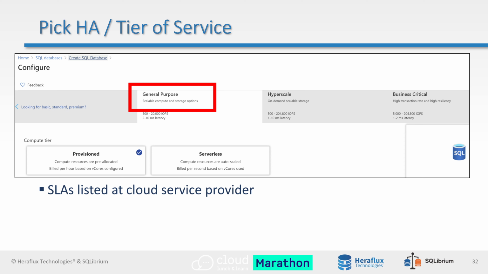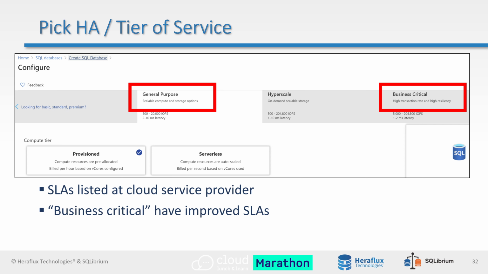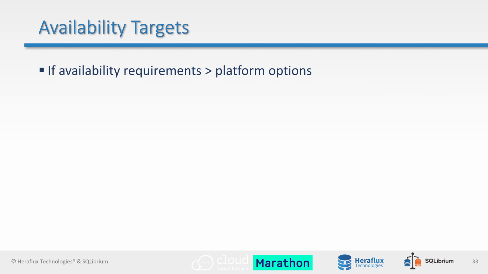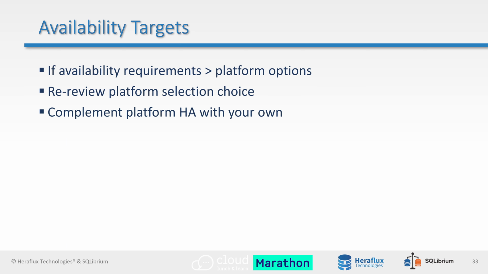So again, you can see general purpose, business critical. Make sure they understand the difference on here because the organizations do matter. These SLAs do matter. And if you want to pay a little bit more, you can go up to a business critical tier and you will get better availability. If the targets that the C-level have set exceed what options you have on the platform, re-review the platform selection. There may be some options that you can do there, or you may be able to complement the platform's high availability options with your own.